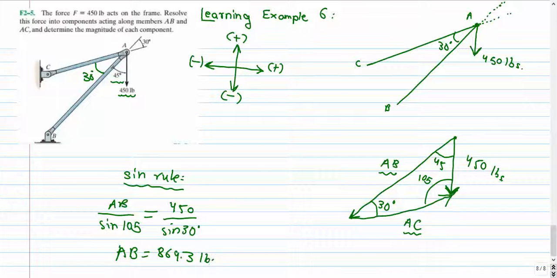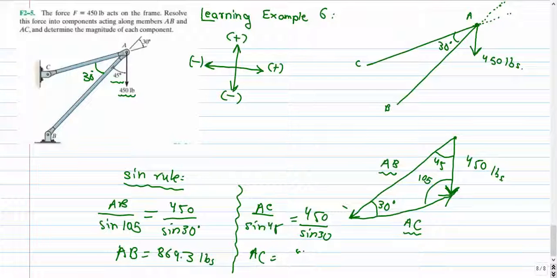Applying the sine rule for the other component, AC over sine of 45 is equal to 450 over sine of 30 degrees. The answer that we get for AC is 636.4 pounds.